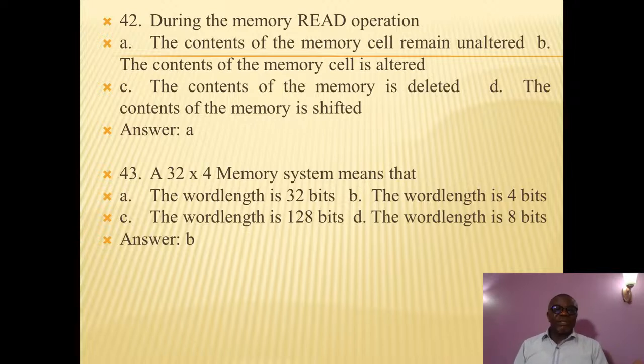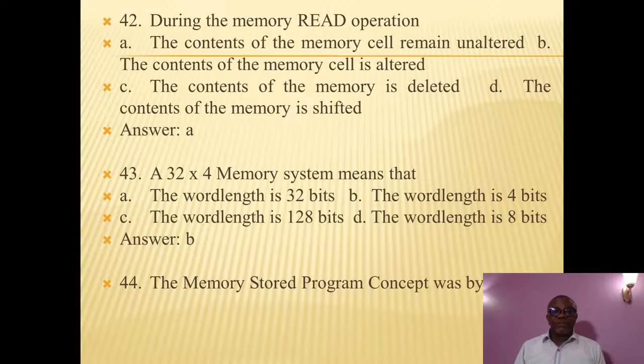At times you see 64 by 8 and all those things. What it means is that this memory has this number of locations, and each of the locations will contain this number of bits. And that number of bits becomes the word length that is used to convey information in that memory location.